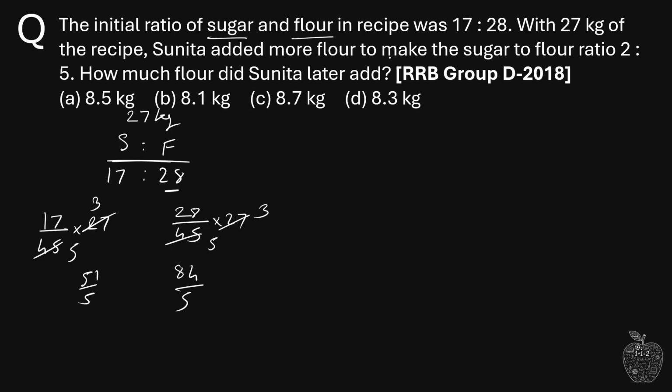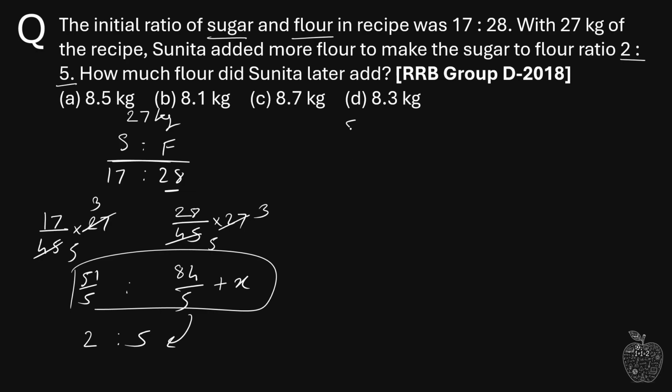Sunita added more flour. So the amount of sugar remains the same, but we are adding flour here. So let's say x kg of flour is added. And now this ratio is given to me as 2:5. So this ratio is the same as this ratio.